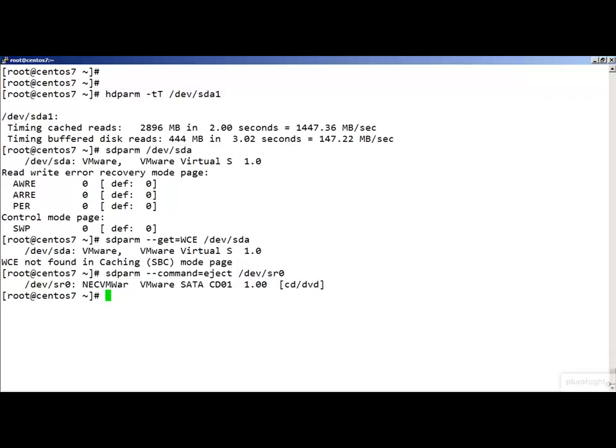So let's move back now to the slides and look at some of the control that we have over our system memory and how we write out to the disks.